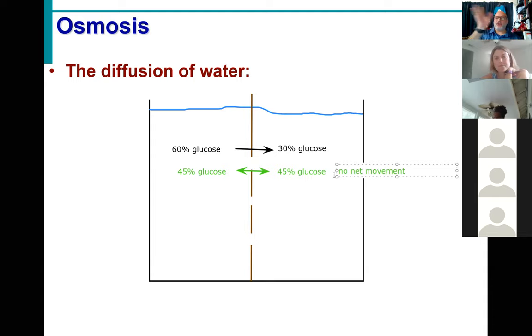All right. No new information there. That all makes perfectly good sense to us. Yes, hopefully. I'll pretend that the answer to that is yes. Excellent. But I have another question for you. When we talk about something like this being 60% glucose, what's the other 40%?